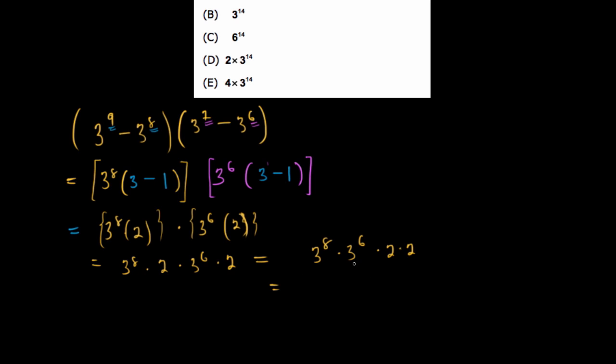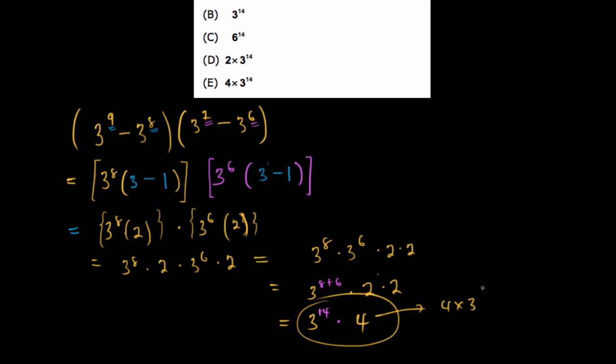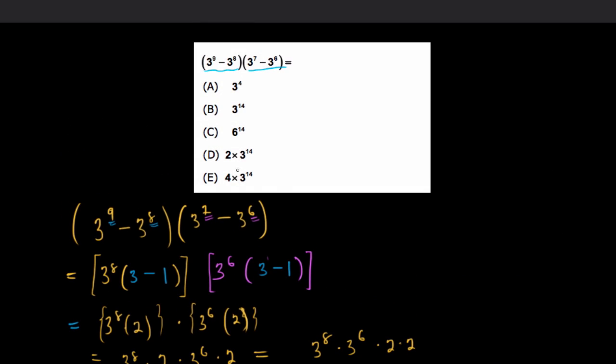So this is just 3 to the power 8 times 3 to the power 6, which is the same thing as 3 to the power 8 plus 6, then times 2 times 2, which is 2 to the power 2, or you could just leave it as this times this. So 3 to the power 8 plus 6, that is 14, then times 2 times 2, which is also 4. So your answer is 4 times 3 to the power 14. That's going to be your solution. So that's what we have here, 4 times 3 to the power 14. That completes the problem there.